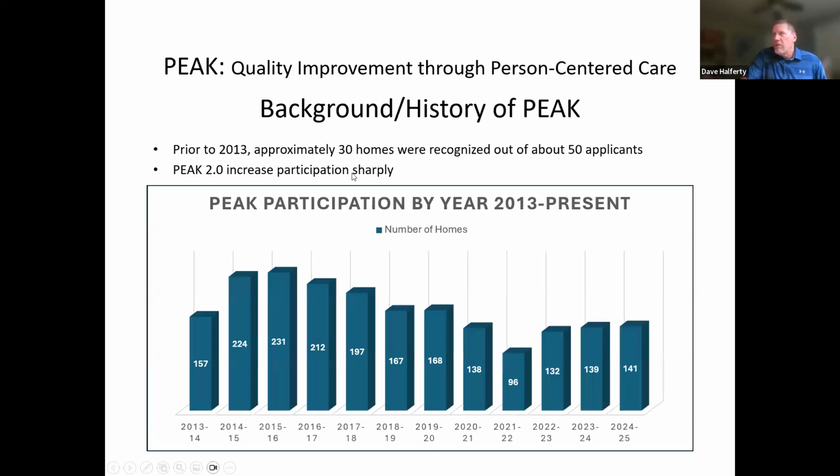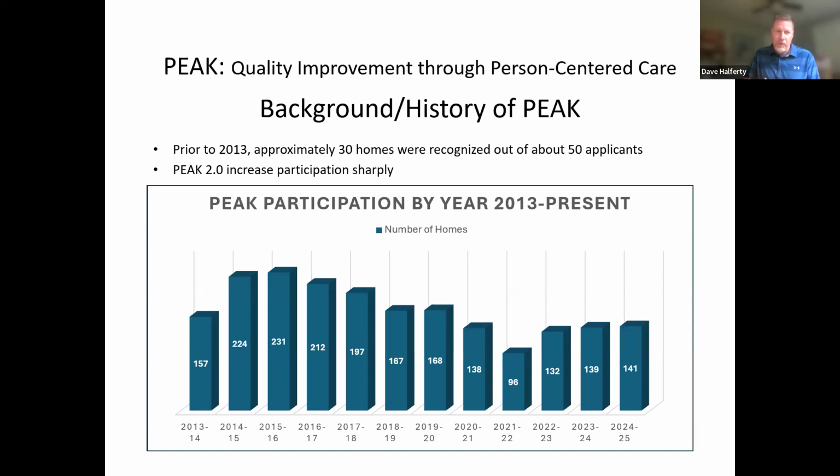So all of that change was intended again to increase participation, really. It was one of the big objectives. And to explain that, prior to 2013, with that awards recognition program, the department had recognized approximately 30 different nursing facilities. Some had been recognized multiple times, but 30 different facilities over about a 10-year period, and about 50 different facilities had actually applied for recognition. So it was kind of a limited group.